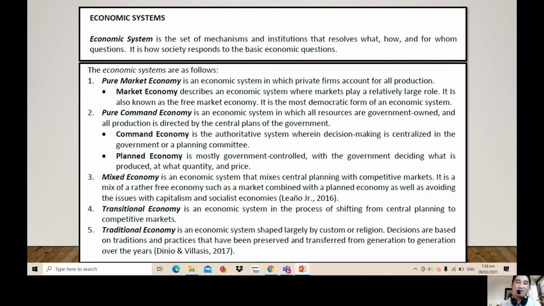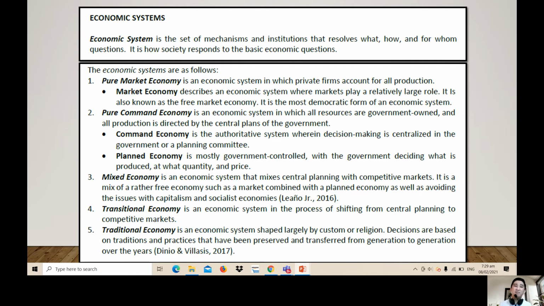Next is the pure command economy. It is an economic system in which all resources are governed, owned, and controlled, and all production is directed by the central plans of the government. So we have the command and planned economy. The command economy is actually the same as the planned economy. It is an authoritative system wherein decision making is centralized in the government or a planning committee. So the government itself decides the price of market goods and the decisions for the economy as a whole.